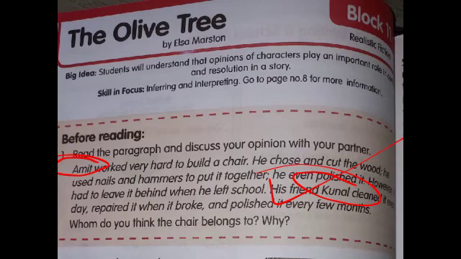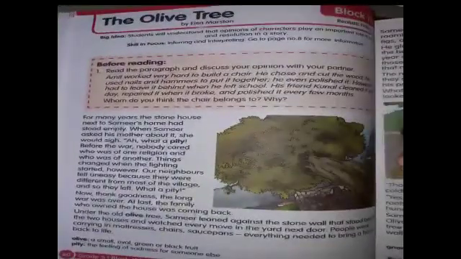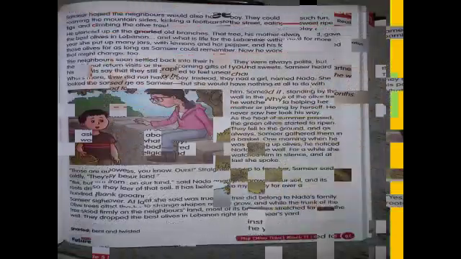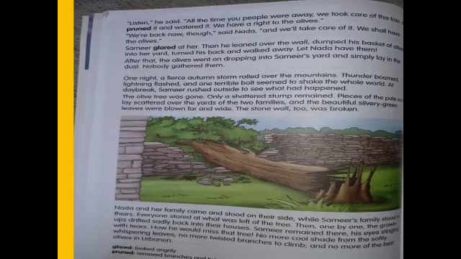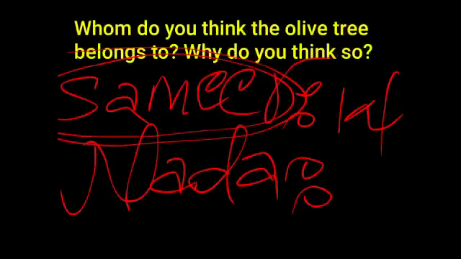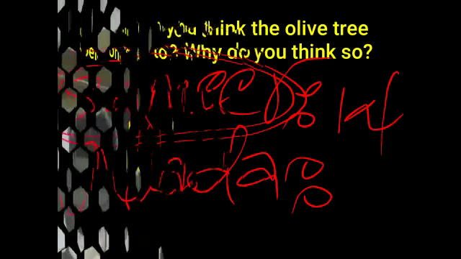Every day he used to take care of that. He repaired it when it broke and polished it every few months. Here Amit has left the chair behind. So we can say that the chair belongs to Kunal. In the story, the same way, Nada's family has left the olive tree in their yard, and Samir's family took care of the tree for years. They watered it, they pruned it, and the olives fall on their land. So we can say that the tree belongs to Samir. Fine.